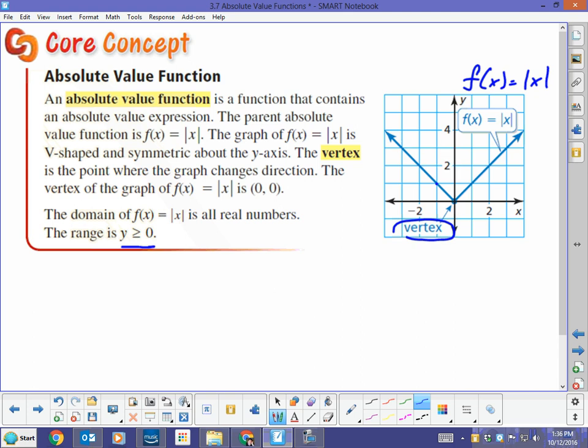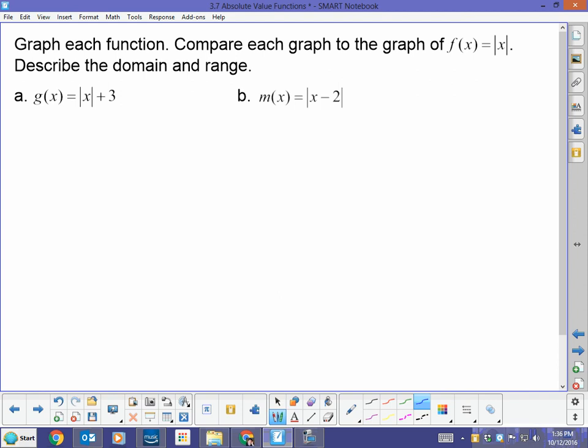Now, let's talk about transforming these here. I'm going to be using a graphing calculator online here to do this. We want to graph the parent function, and then we'll compare it to this. We're going to add 3 to the output. So what's that going to look like?